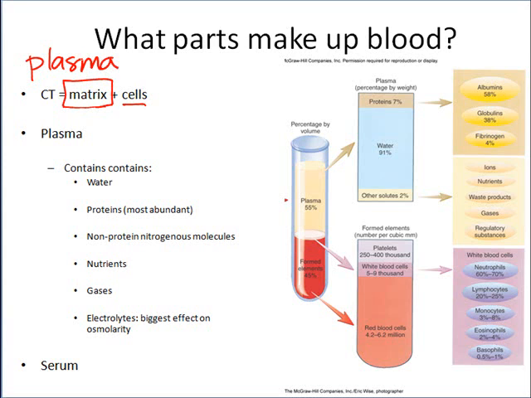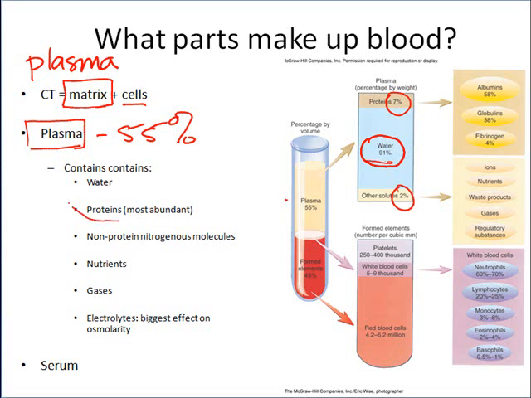Now, if we were to divide out and look at the matrix and the cells independently as the parts that make up the blood, let's start by looking at the matrix component, which consists of plasma. Plasma accounts for roughly 55% of the total volume of blood, and it's made principally of water. You can see over here the plasma component of blood consists of 91% water. It has about 7% proteins and then a few other solutes such as sodium chloride, some waste products, certain gases like nitrogen gas that are present in there. So far and away, water is the largest component of the plasma.